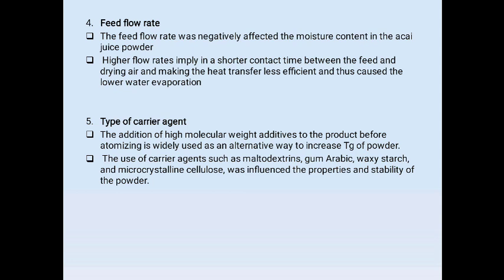Type of carrier agent. The addition of higher molecular weight additives to the product before atomizing is widely used as an alternative way to increase the glass transition temperature of the powder. The use of carrier agents such as maltodextrins, gum arabic, waxy starch, and microcrystalline cellulose influenced the properties and stability of the powder.